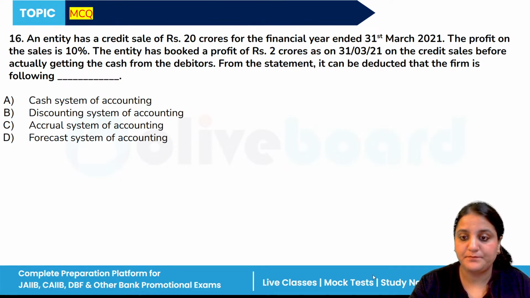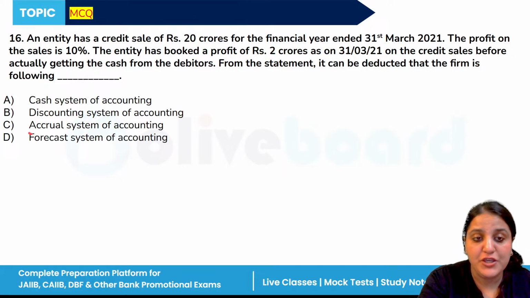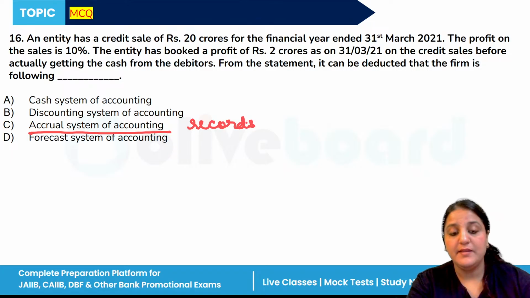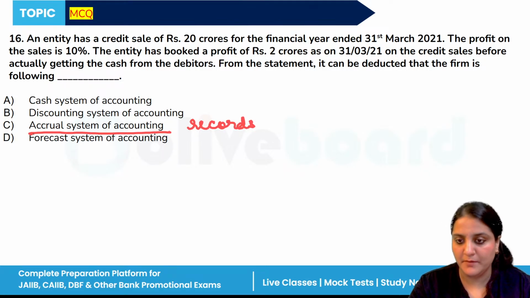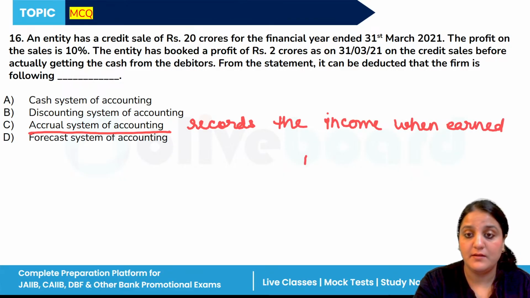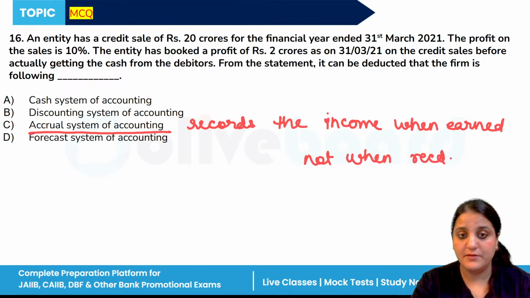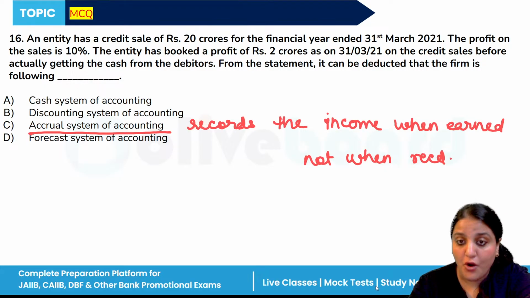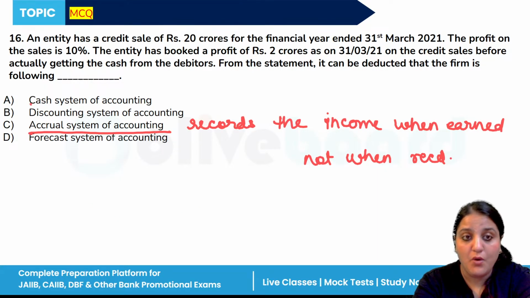See, accrual system of accounting records the income when earned, not when received, right? Cash accounting records only when cash is received.